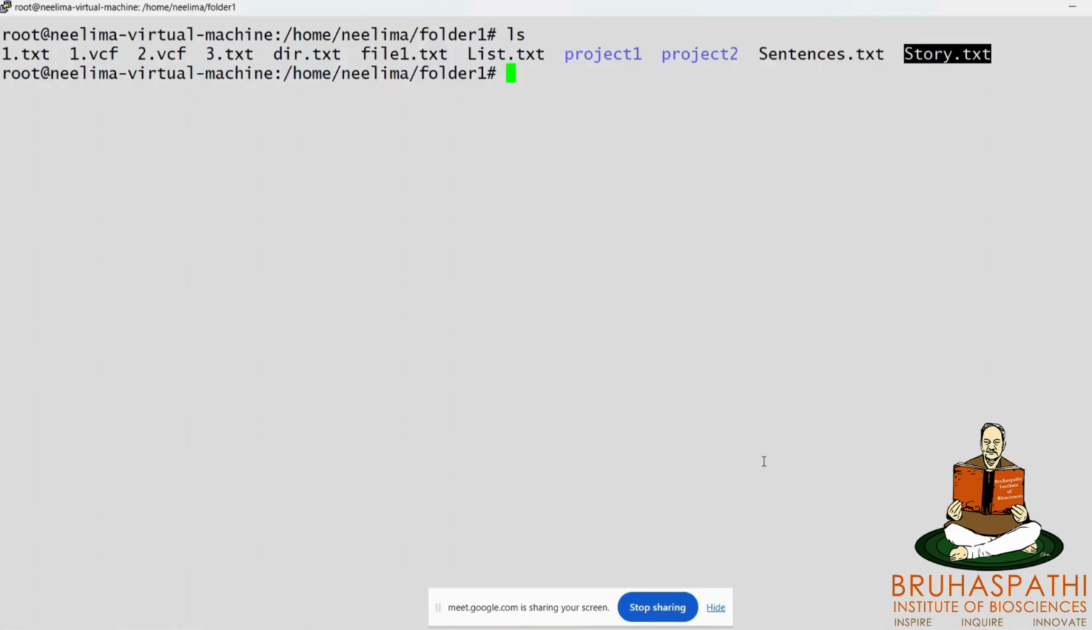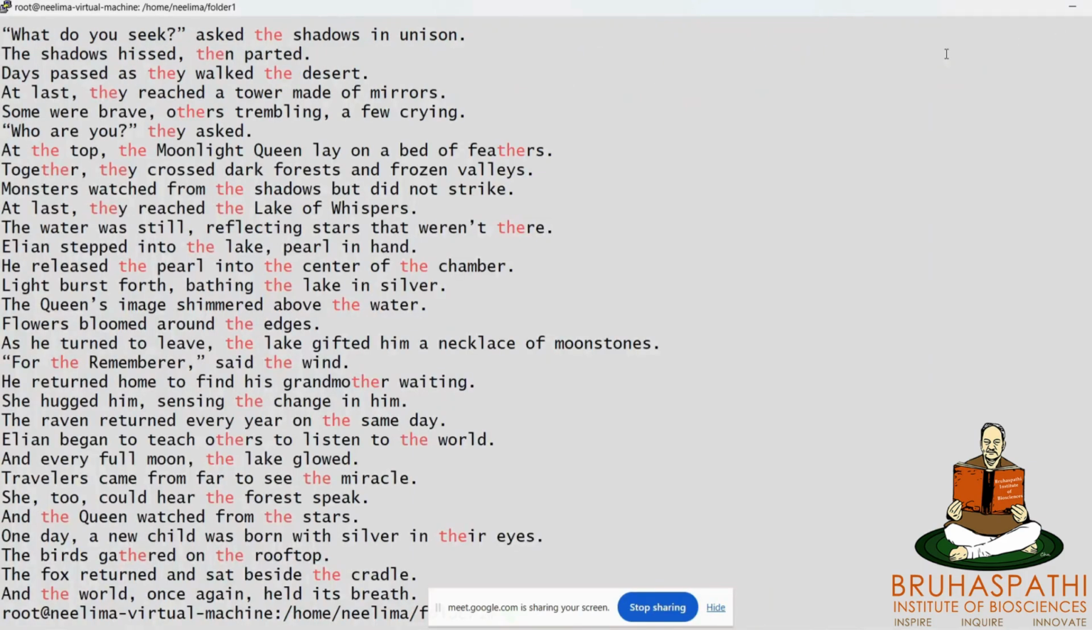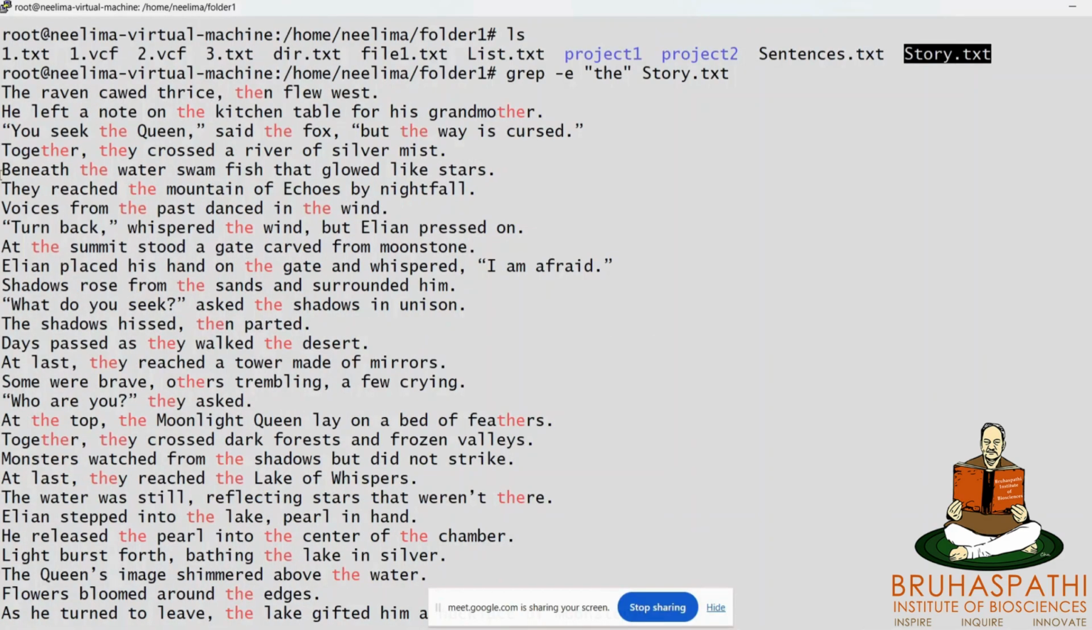So now we would be using grep on the story.txt file. We would be searching for a word or an expression. -e means expression or a word, the, in the file story.txt. Wherever the is present, in whichever line it is present, those particular lines would be retrieved and printed.